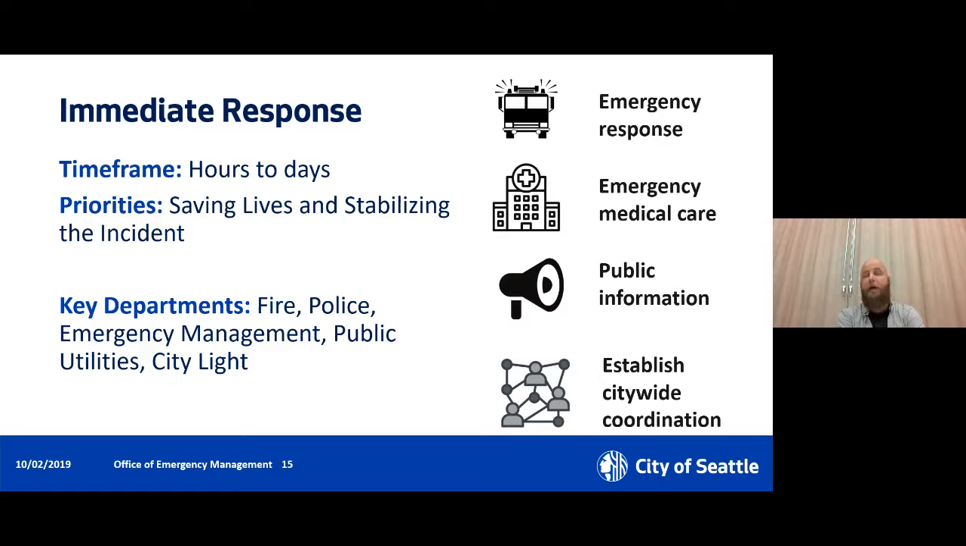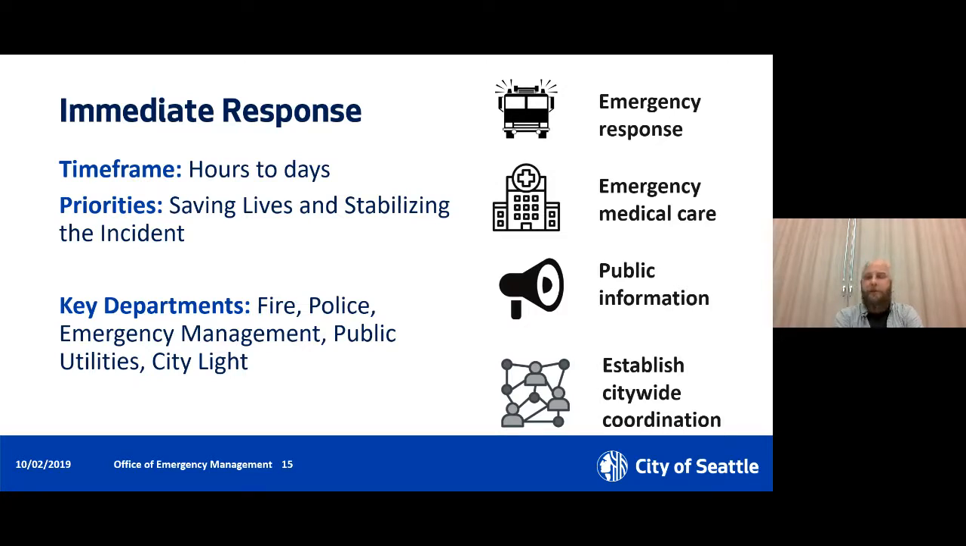So the first is immediate response. As I mentioned, that is hours to days. The second the earthquake happens, we are out there trying to save lives. That is the number 1 priority. So we're looking at emergency response, so that search and rescue, firefighting, emergency medical care. How are we getting people access to hospitals? What is the status of hospitals? How can we make sure that hospitals are still up and running? Also, public information. So one of the immediate response things is getting information out to the public. There's going to be information that we need to get to the public about what the situation is and what we need people to do to stay safe and help those around them.